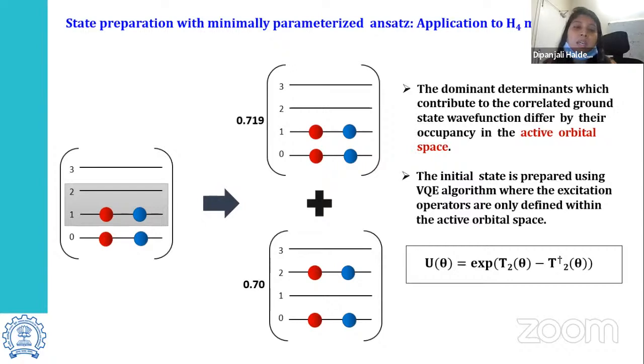It's not necessary that we need to do a VQE in order to get this minimally parameterized state, true. But if we consider a larger system where the active orbital space is large enough, then maybe VQE will be of use. Okay, thank you very much.